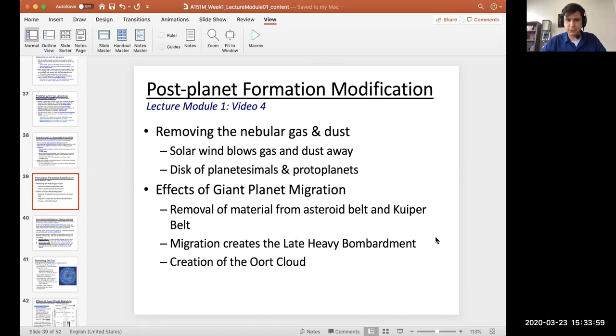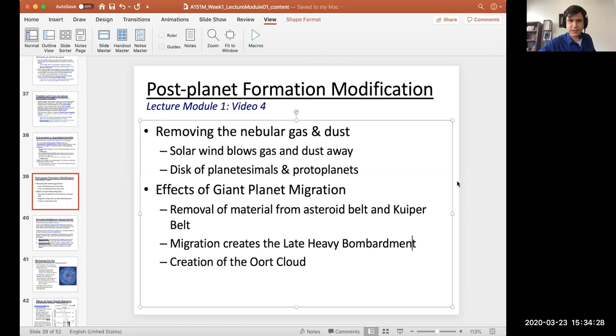This is going to remove a lot of material from the asteroid belt and the Kuiper Belt, and stir things up a little bit. In that stirring up, as Jupiter and Saturn are migrating around, and Uranus and Neptune are doing that as well, we're going to create the late heavy bombardment. We're going to pummel pretty much every object in the solar system as we sling around all the leftover planetesimals and protoplanets. And the net result is we will end up with the Oort Cloud and the current state of the solar system. How do we get there?